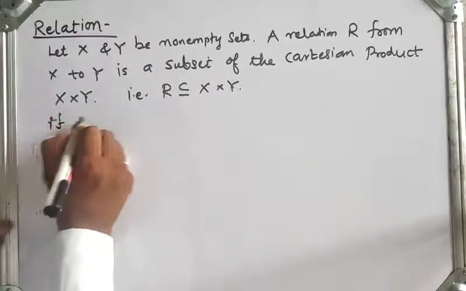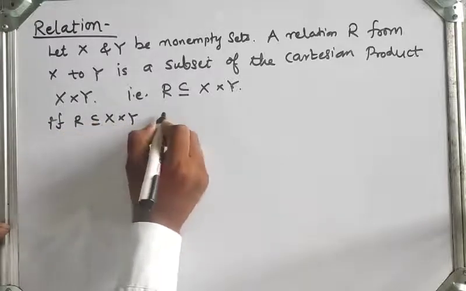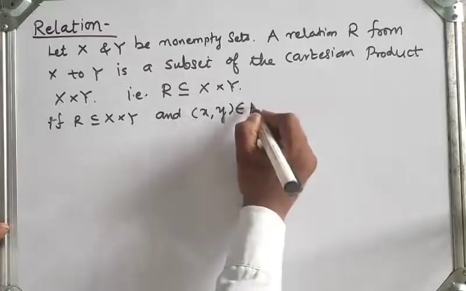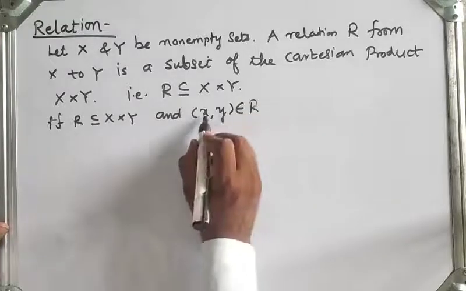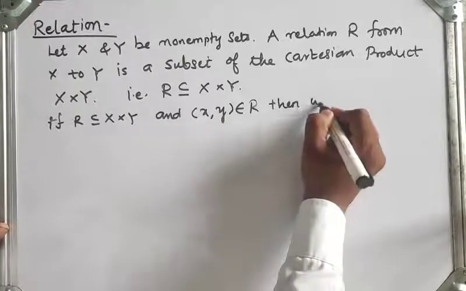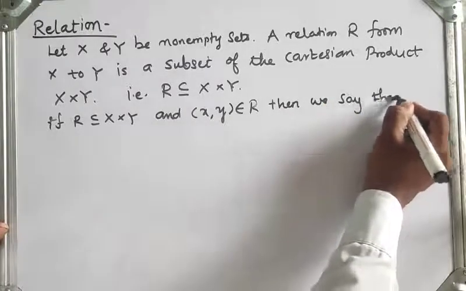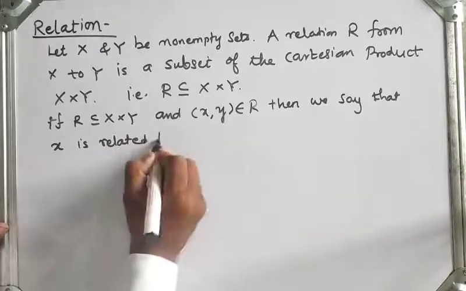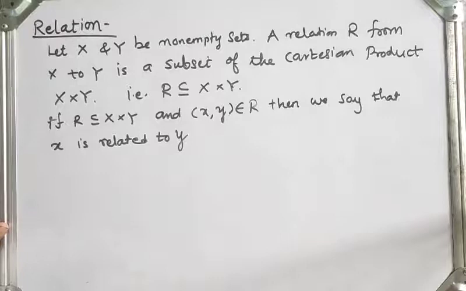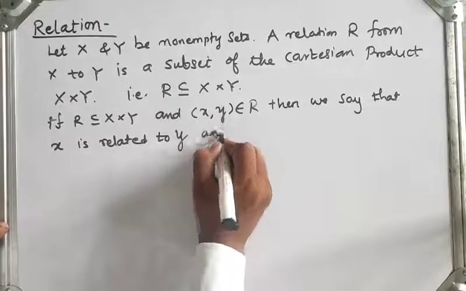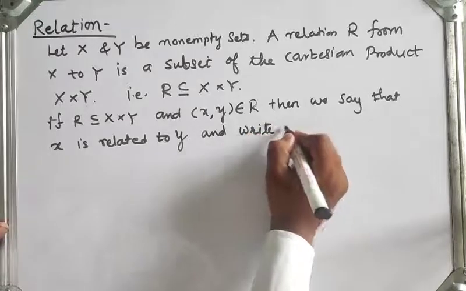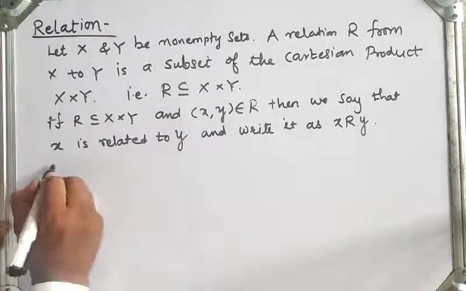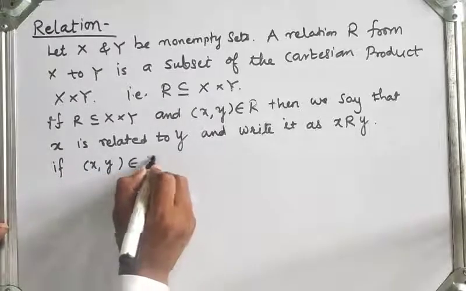If R is a subset of X cross Y and the ordered pair (x, y) belongs to R, then we say that x is related to y, and we write it as x R y.